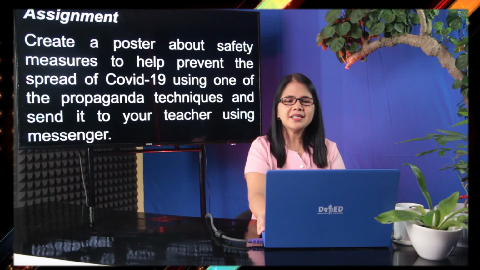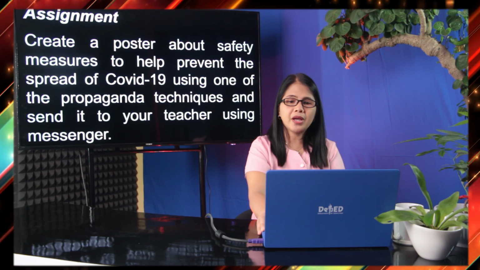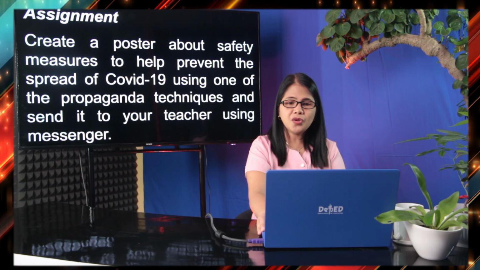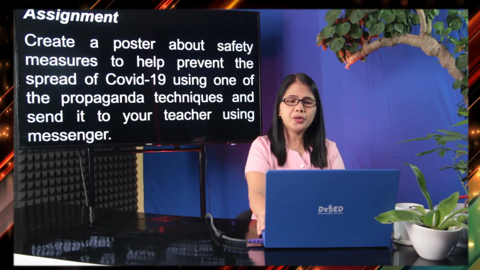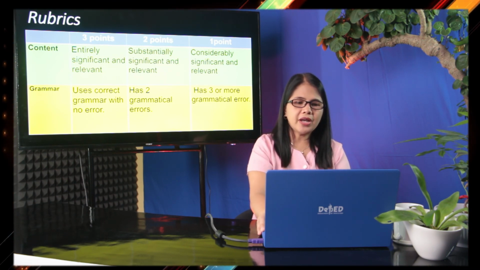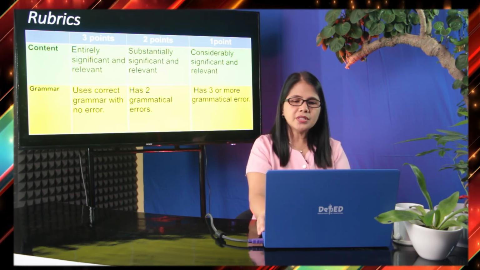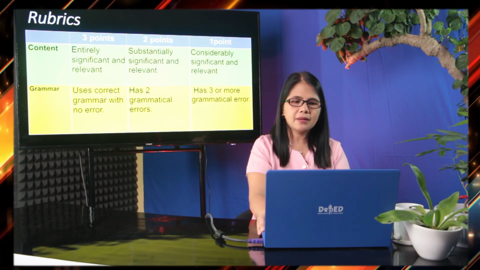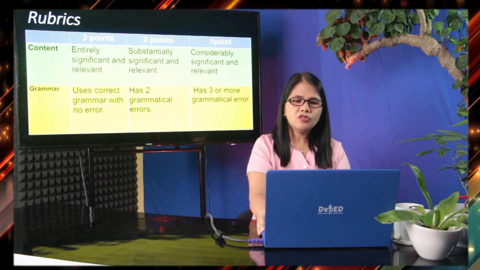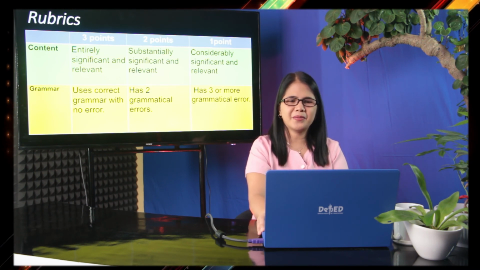And now for your assignment, I want you to create a poster about safety measures to help prevent the spread of COVID-19 using one of the propaganda techniques and send it to your teacher using Messenger. For your rubrics, for content: 3 points, entirely significant and relevant; 2 points, substantially significant and relevant; 1 point, considerably significant and relevant. For the grammar: 3 points, use correct grammar with no error; 2 points, has 2 grammatical errors; 1 point, has 3 or more grammatical errors.